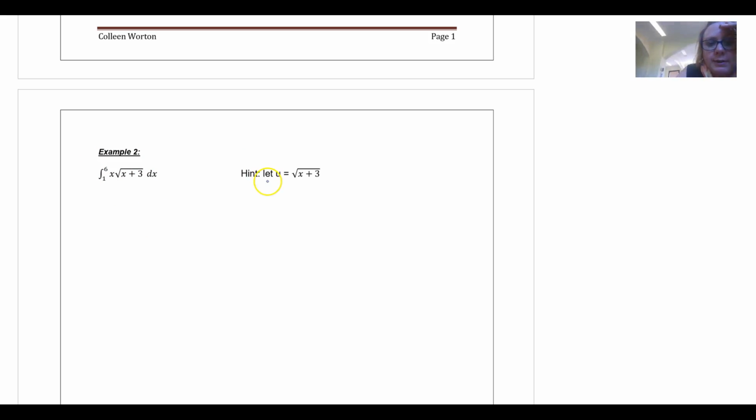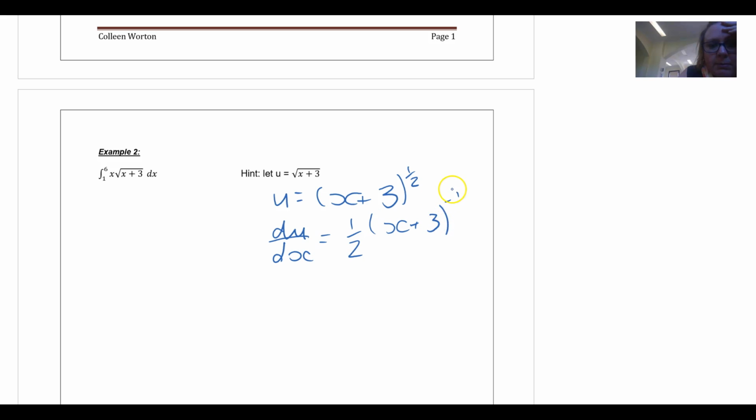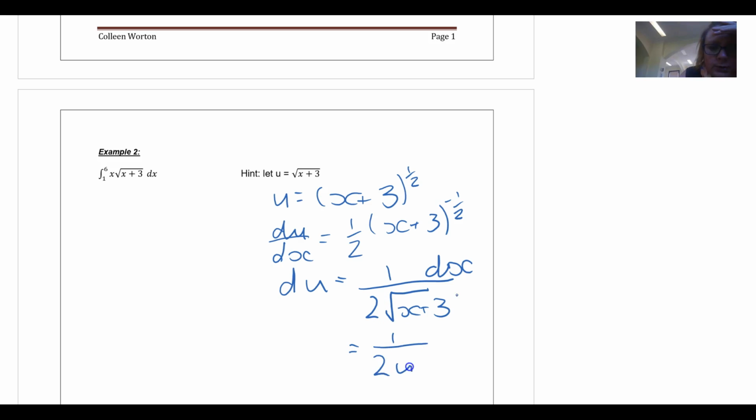It's given you a hint here, so I'll make u equal to x plus 3 to the half. Du dx is half x plus 3 to the minus half. So du equals 1 on 2 root x plus 3 dx. Isn't that 1 on 2u? Because isn't this u? Didn't we say that was u to start with? dx. So let's sub in what I know.